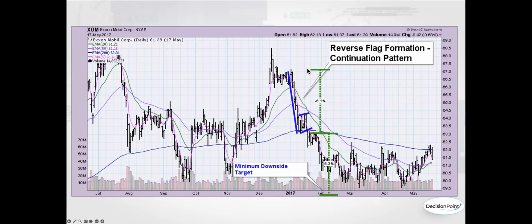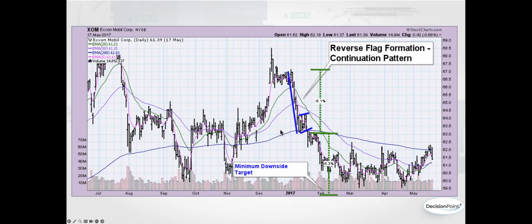The target of the pattern is, again, the height of the flagpole, added or subtracted, if you will, from the breakdown point. And so in this case, the flag was this tall and the downside target is back down here. We didn't quite make that downside target, but certainly had you seen this flag, you would have been trying to get some of the money back on this loss, because the flag is certainly implying it's going to go further down.